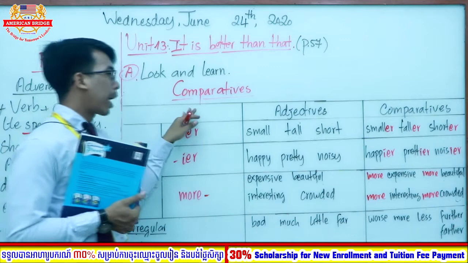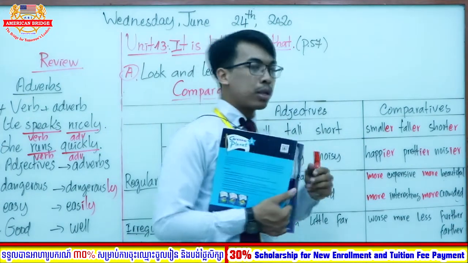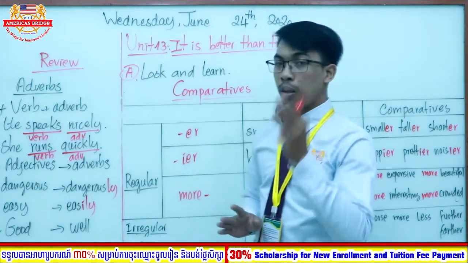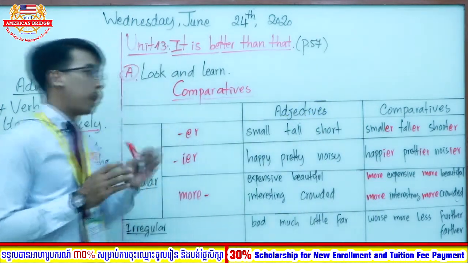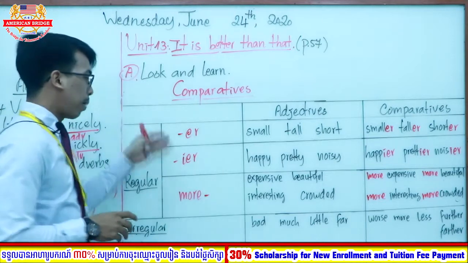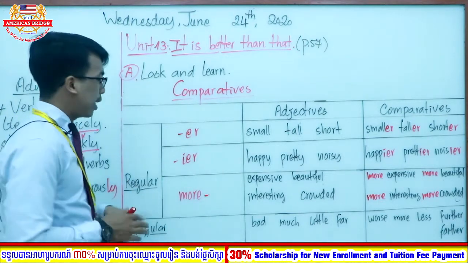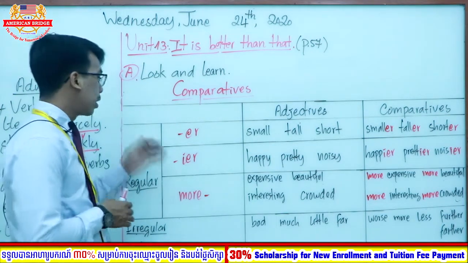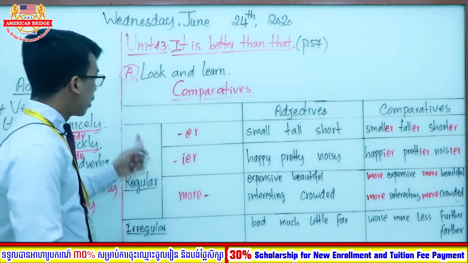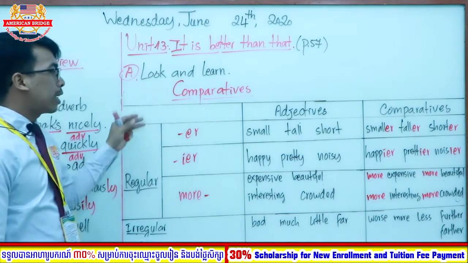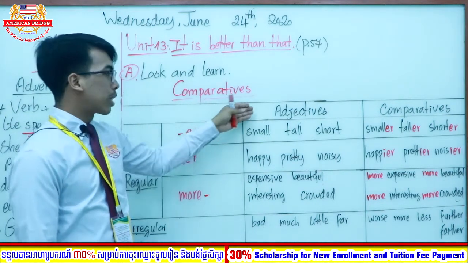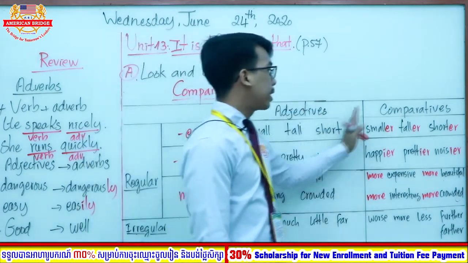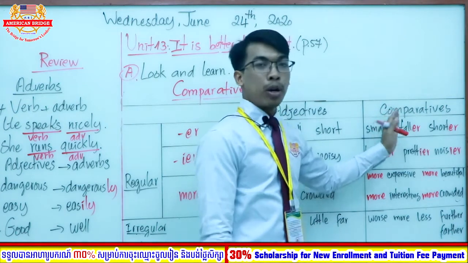How we compare, or how we change the adjectives to the comparatives. All right. Good, everyone. Now let's pay your attention to the whiteboard, please, and I will explain this deeply. Let's look at the first column, which is about adjectives. All of these are the adjectives, and this is the second column, about comparatives.